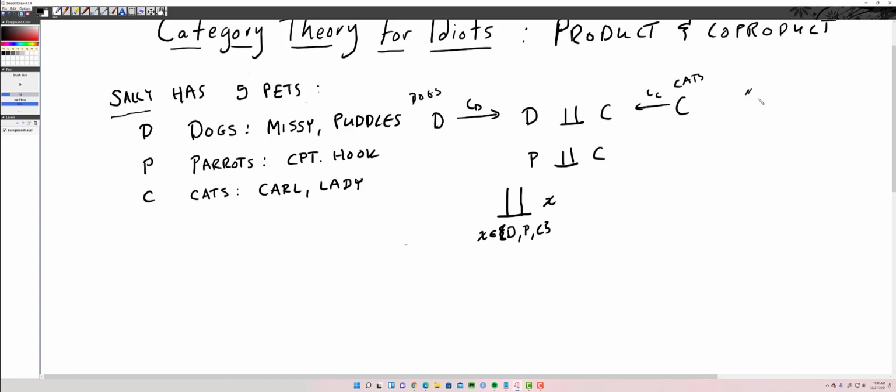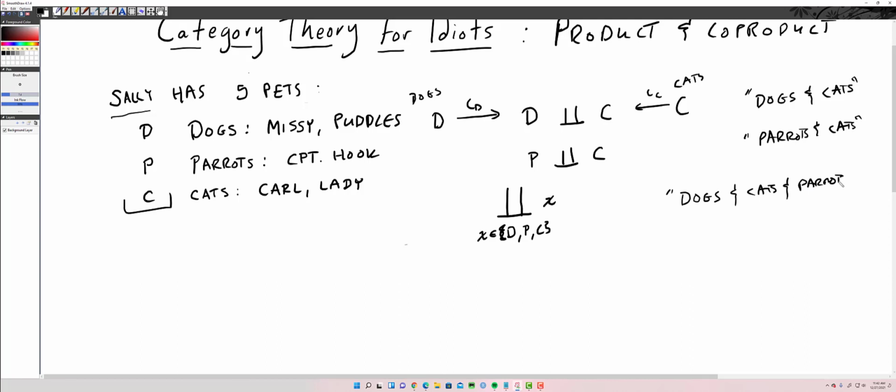So here's a good name for this one. This would be dogs and cats. Here's another one. This would be parrots and cats. Here's kind of an interesting one. Let's say I took the co-product of all three of these, and these are all the pets. One way I could say this is dogs and cats and parrots. Another way I could say it is roster of pets. It's just the pets.